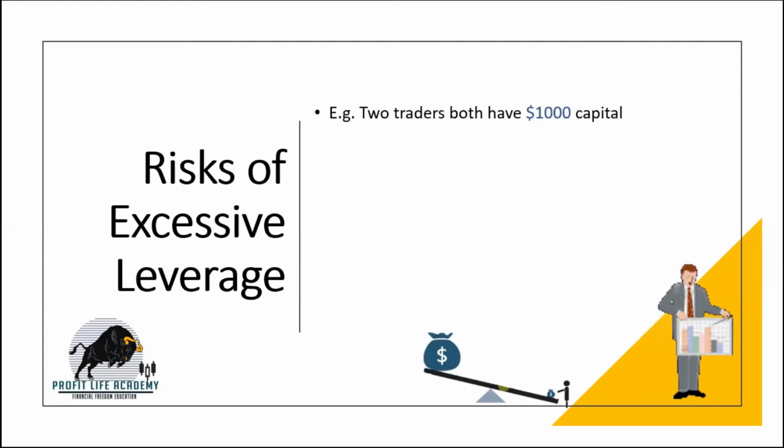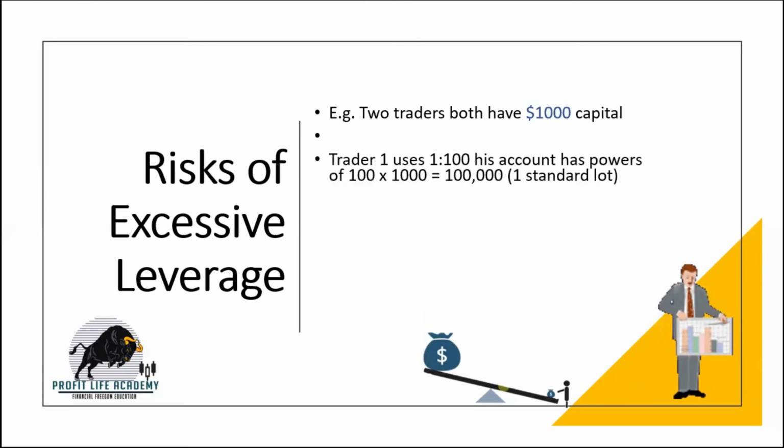So let's say we have two traders. They both have $1,000 as capital. They want to trade, but they're going to use different leverages. Trader one uses 1:100 on his account, and that 1:100 just makes his capital have the powers of a standard lot account, which is 100,000 units of a currency if you're trading currencies, right?